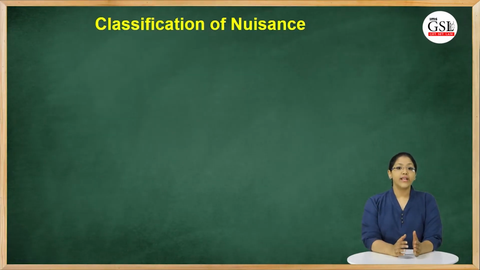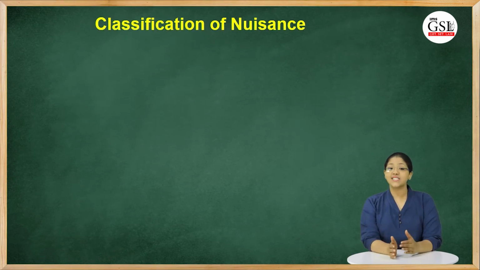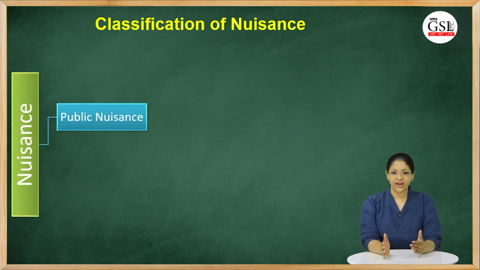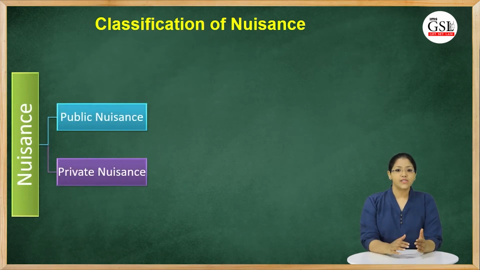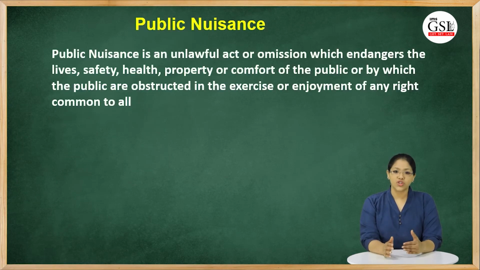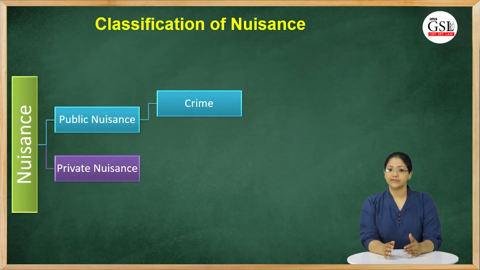Before we dive into understanding the definition of nuisance, it is essential to classify nuisance. There are two types of nuisance: public nuisance and private nuisance. Public nuisance is an unlawful act or omission which endangers the lives, safety, health, property, or comfort of the public, or by which the public are obstructed in the exercise or enjoyment of any right common to all. Causing public nuisance is a crime.